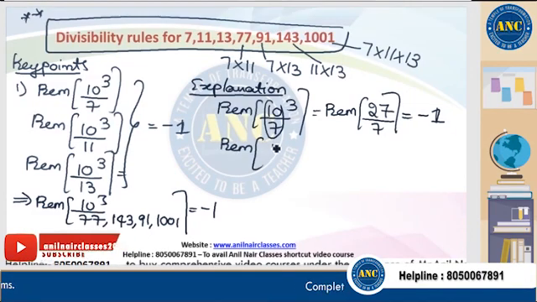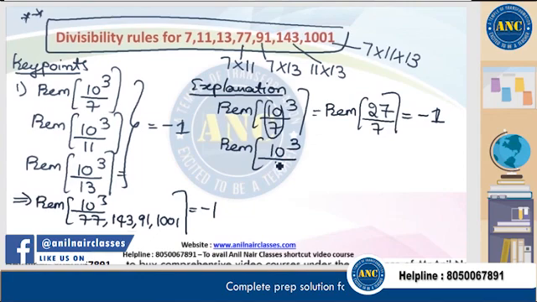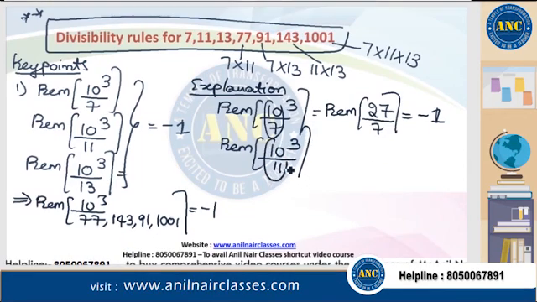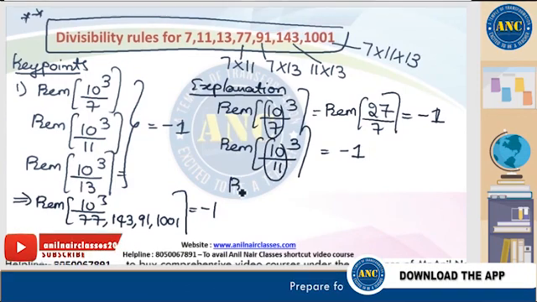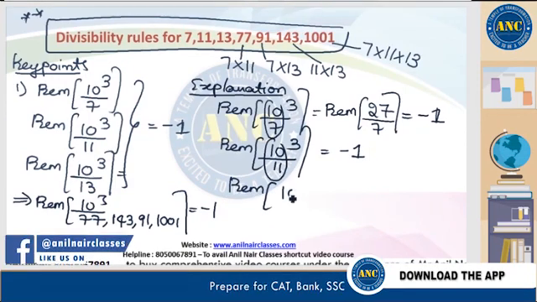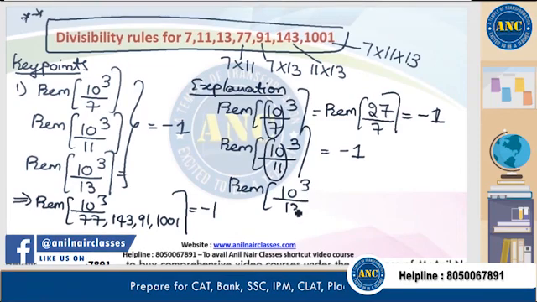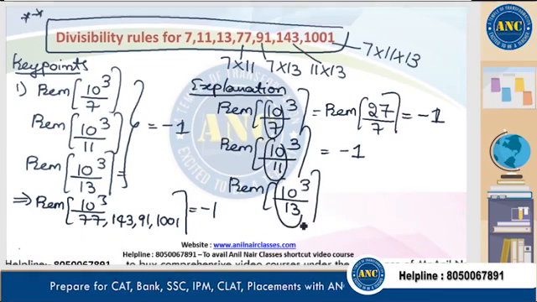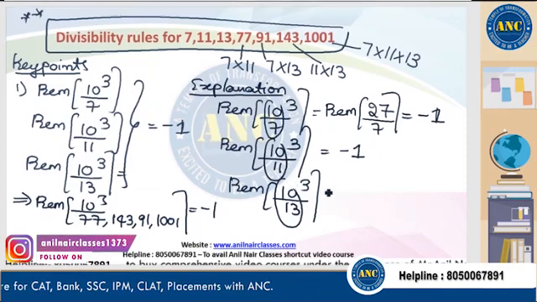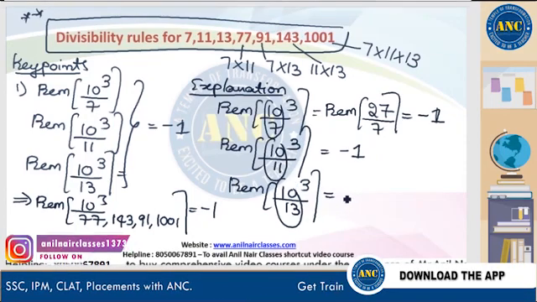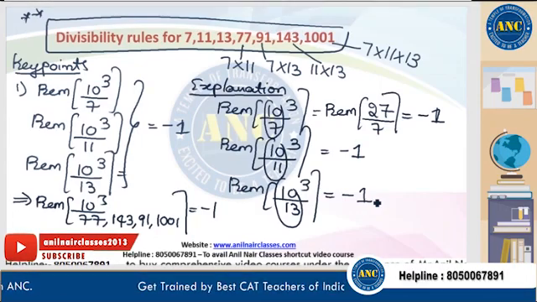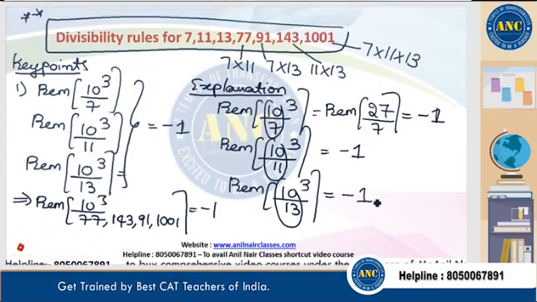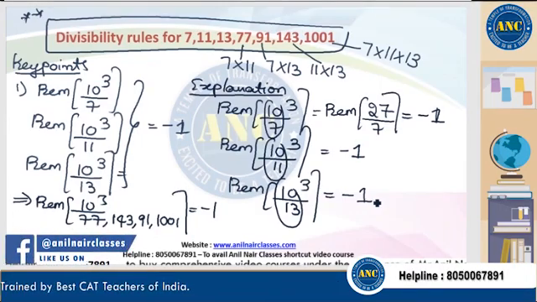Next one, 10 cube divided by 11. 11 ones are 11, negative remainder is minus 1. Minus 1 cube is minus 1. Similarly, 10 cube divided by 13. 13 ones are 13, remainder minus 3. Minus 3 cube is minus 27. 13 twos are 26, negative remainder is minus 1.